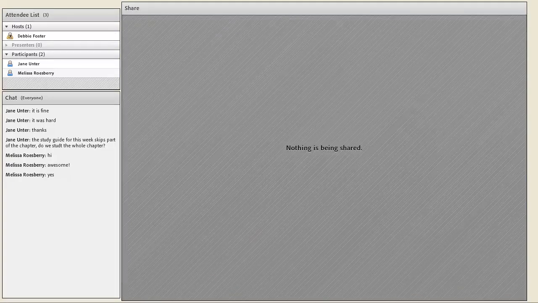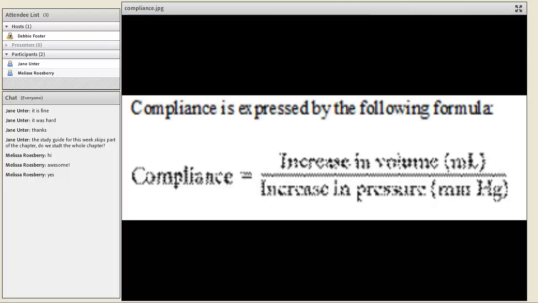Finally, as far as equations go, I hope I haven't put you to sleep yet, but is the compliance. And compliance is the ability for the volume to stretch the vessel. So I'm going to have to rescan these because these look awful. Compliance is increase in volume over increase in pressure.